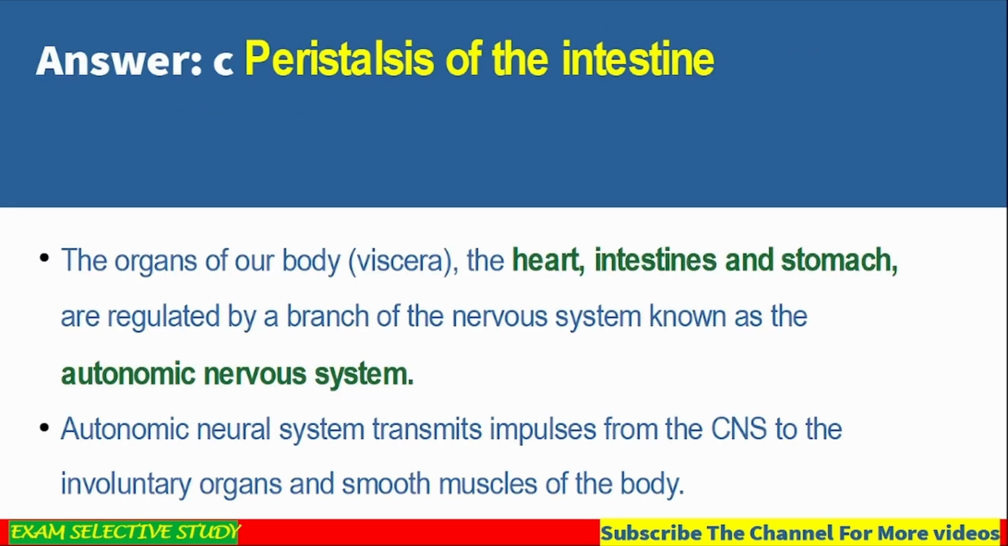Peristalsis of the intestine. The organs of our body, viscera, the heart, intestines and stomach are regulated by a branch of the nervous system known as the autonomic nervous system. The autonomic neural system transmits impulses from the CNS to the involuntary organs and smooth muscles of the body. CNS, central nervous system.